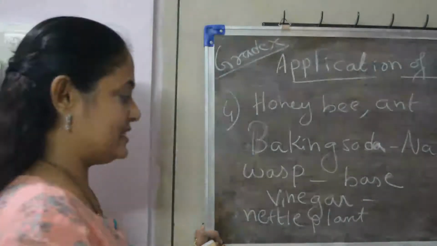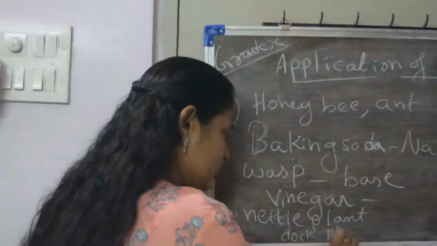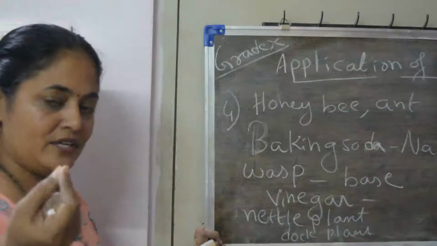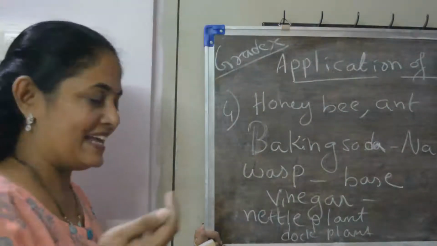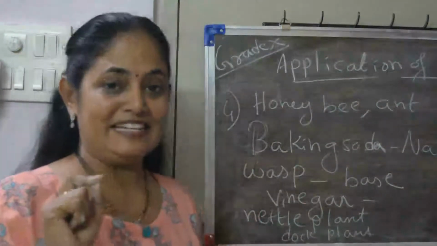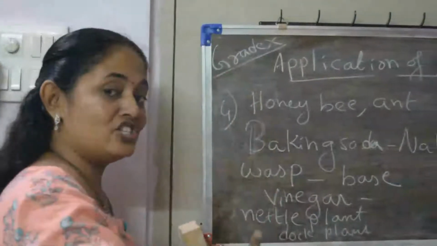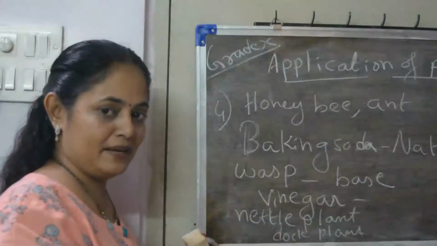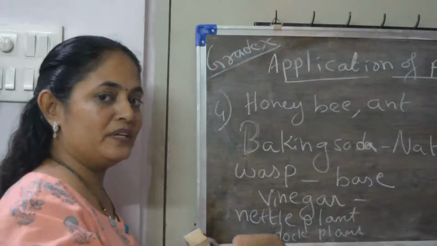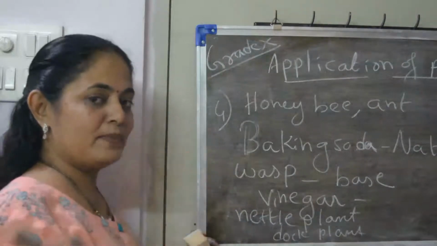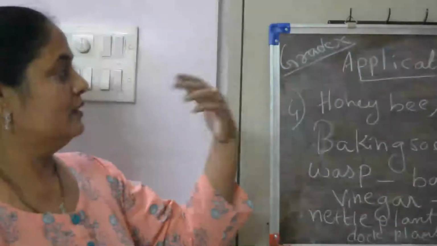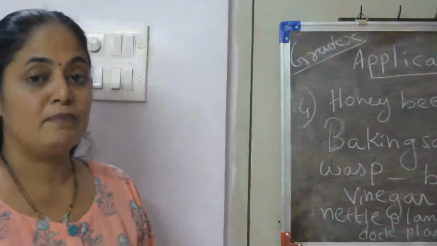And nature has created one dock plant. It grows near the nettle plant so that we can take the leaves from the dock plant, which are actually a base, and they can neutralize the acidic toxin released by the nettle plant. So this is how nature provides self-defense to animals and plants. Whenever we touch a honeybee by mistake, its defense is to release an acid so that people move away from it. So this is how pH indicators have been applied for self-defense by plants and animals.